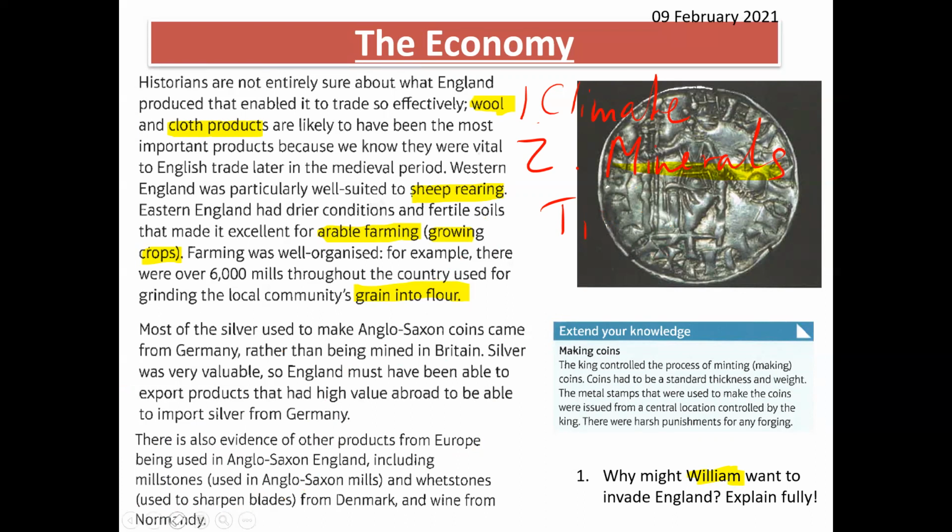So we've got tin, copper, silver. These are all key minerals that are hard to find in other parts of Europe. Tin in particular was very valuable and very hard to find in Europe. And it was said that British silver was the European standard.